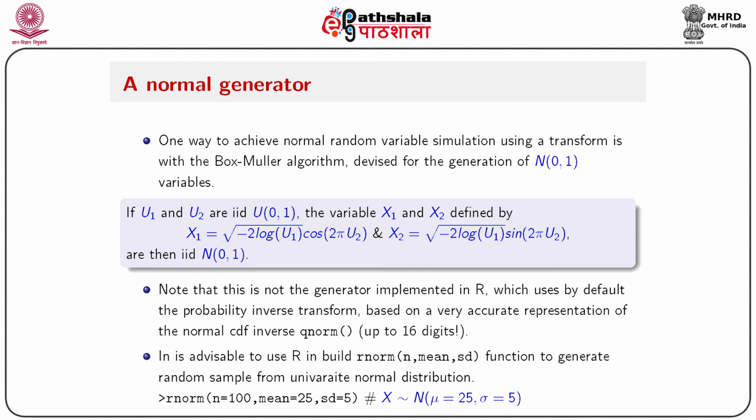It is advisable to use the inbuilt R function rnorm, where the entries are the number of variates to be generated, and then the mean and standard deviation, to generate a random sample from a univariate normal distribution. For example, if somebody wants to generate random variables from normal with mu equals 25 and sigma equals 5, then you can write rnorm with n equals 100. 100 is the number of samples that you are going to generate, and the mean is 25 and SD 5, and that will give you 100 random variates.